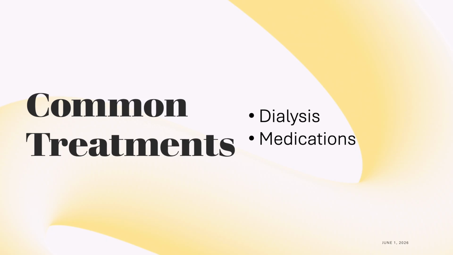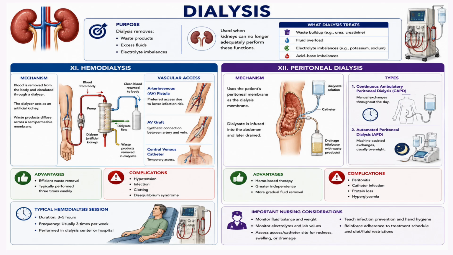And dialysis will also help to prevent complications. Two major treatment categories: dialysis and certain medications. These help maintain homeostasis, which is very important, and are used when the kidneys are unable to perform their normal function. So let's talk about dialysis. Dialysis basically removes the waste products, excess fluids, and electrolyte imbalances when the kidney can no longer adequately perform these functions.